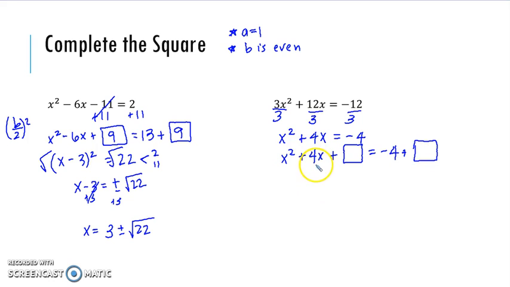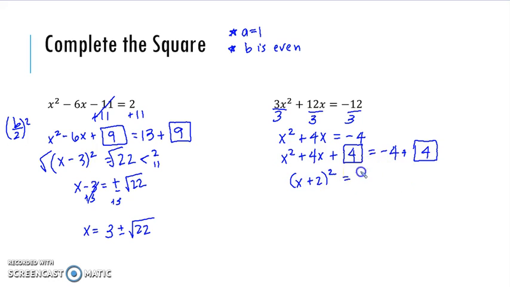So now I'm going to take half of b and square it. So half of 4 is 2, squared is 4. Add 4 to both sides. Then I've got x plus 2 squared. Remember, you always take half of b and put it in your parentheses.